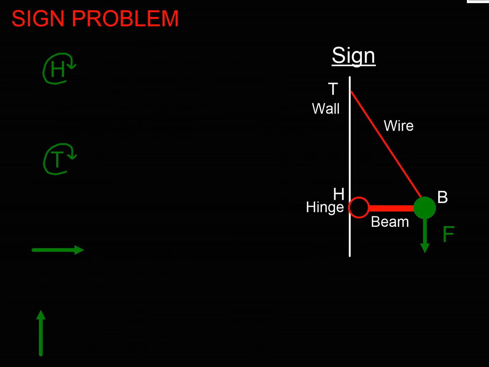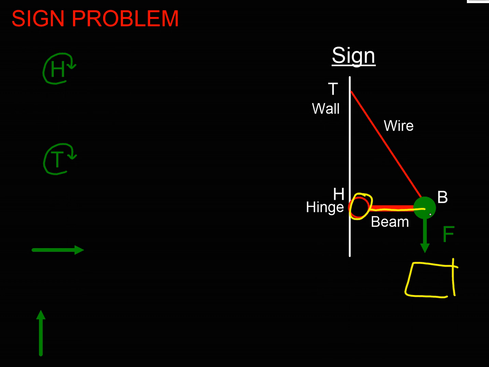Let's have a look at the sign problem. So this is an old style sign, so we'd be hanging a sign outside our shop, and we want to hang it out into the street. So what we do is we have a little piece of metal sticking out here, which is fitted on a hinge to the wall, bolted onto the wall.